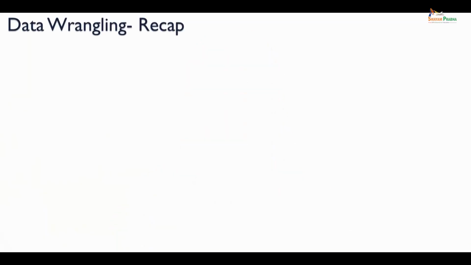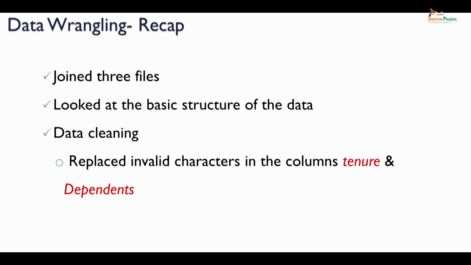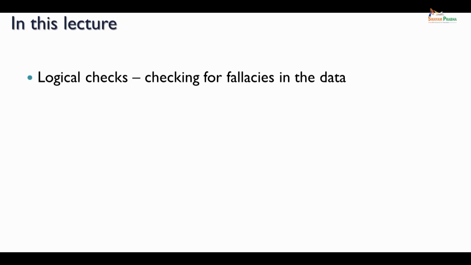Welcome to the third lecture on the data preparation module. Let us have a recap on what we have done in the previous lecture under the data wrangling part. We have joined the three files, we have looked at the basic structure of the data, and we have also done some data cleaning part where we have replaced invalid characters in the column tenure and dependence. In this lecture, we are going to see some of the logical checks where we check for logical fallacies in the data.